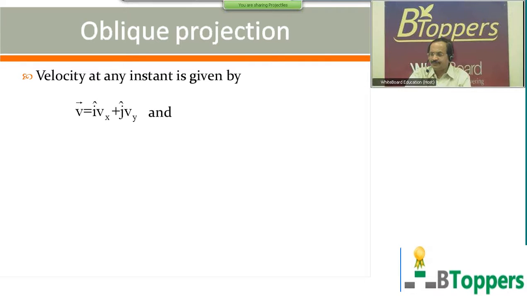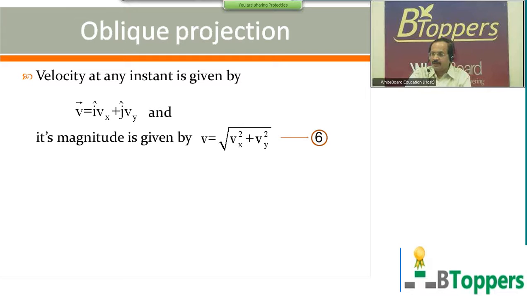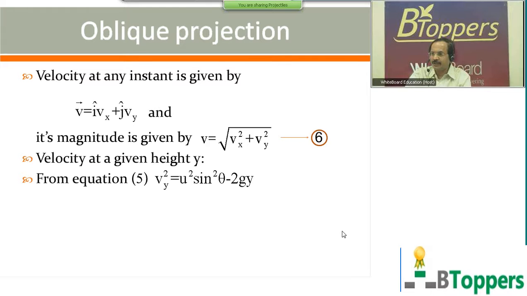Velocity at any instant is given by v bar equal to i cap into vx plus j cap into vy. Of course, you understood that i cap is the unit vector along the horizontal direction, along the positive x-axis. j cap is the unit vector in the vertical upward direction, along the positive y-axis. And its magnitude is given by v equal to root of vx square plus vy square. You can pause and copy equation number 6.